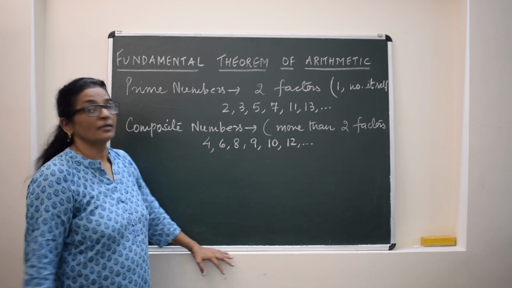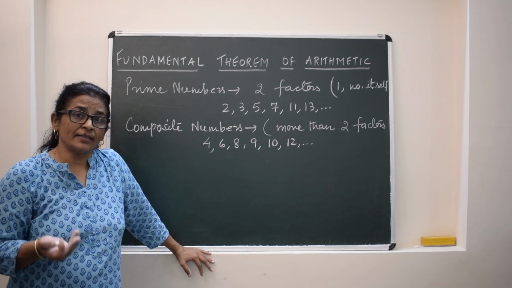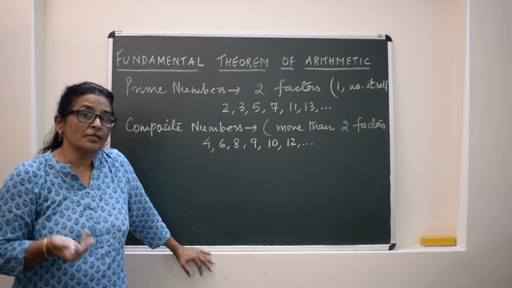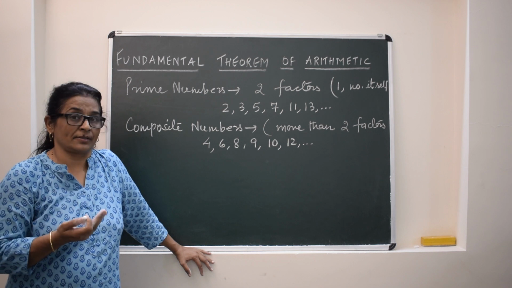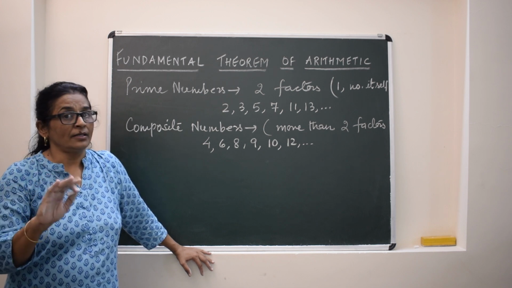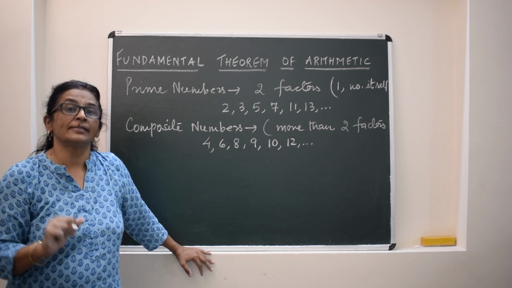Now the fundamental theorem of arithmetic says that every composite number can be expressed as the product of primes in a unique way. Maybe we can change the order, but the prime factors will be the same.